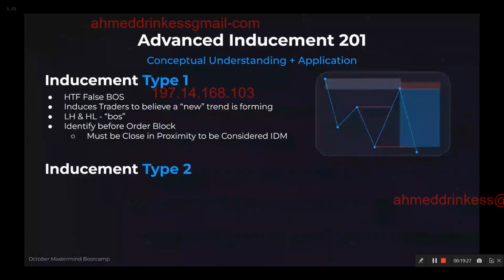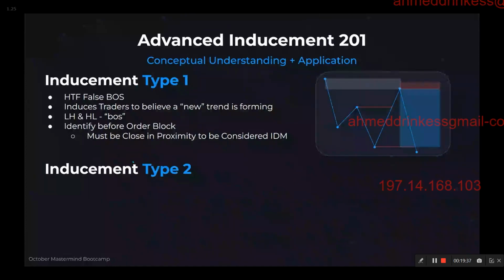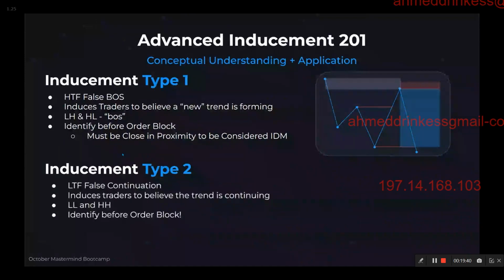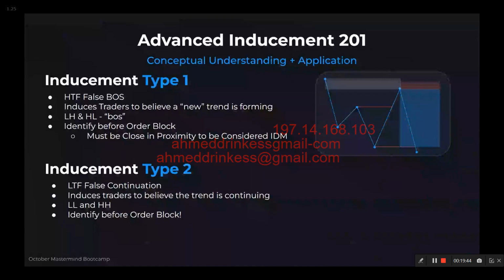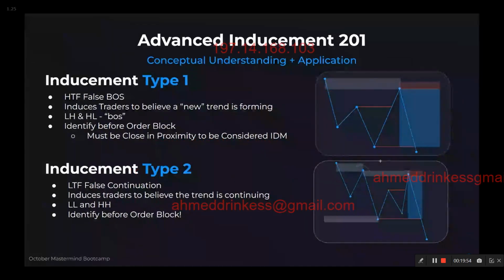Awesome. All right, type 2, right? Type 1 is what we consider a continuation inducement because SMC looks for reversal trades due to BOS. Type 2 inducements are our reversal inducements, or rather the continuations that SMC sees. In this scenario, type 2 inducements do the same thing, but we use them for reversals.